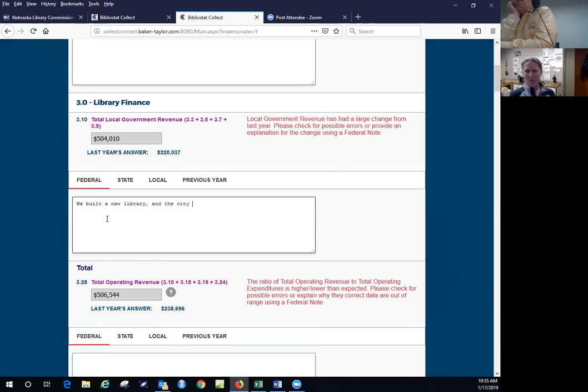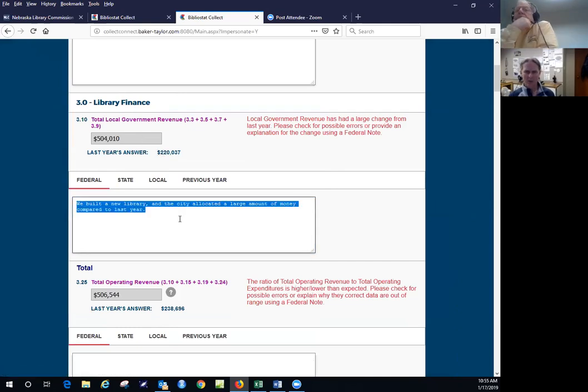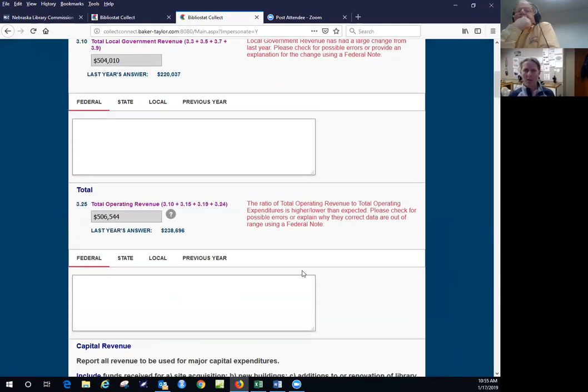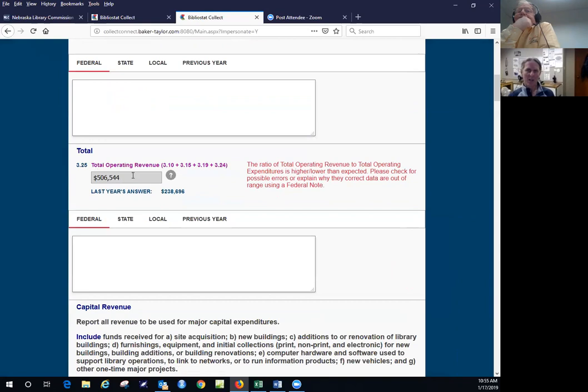and the city allocated large funds, something like that. That just explains why this large change occurred. I'm going to go ahead and delete that because I'll let you enter however you want to describe that.